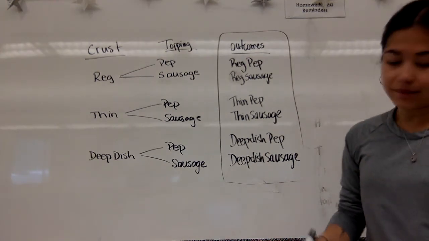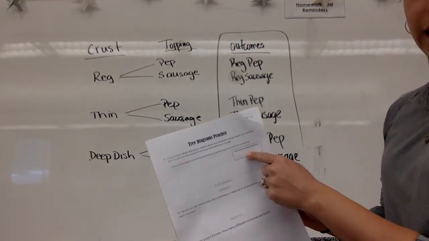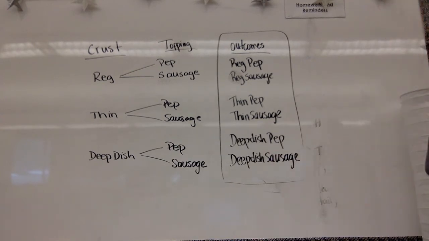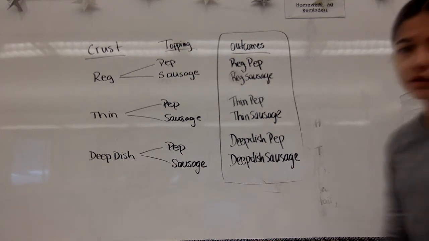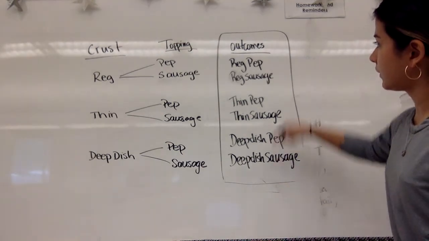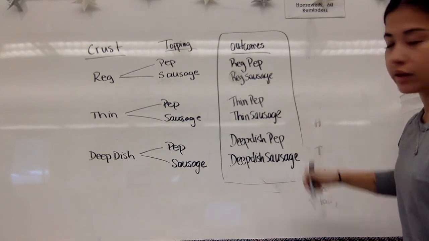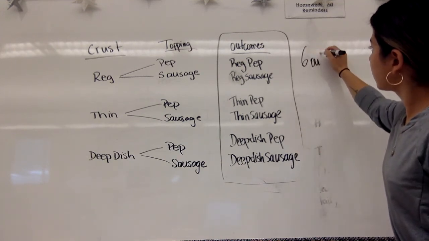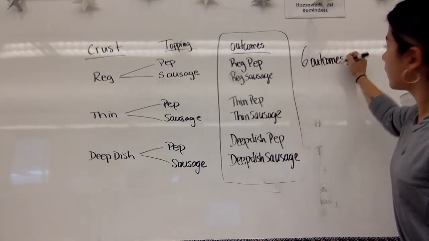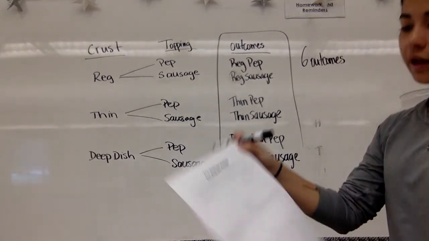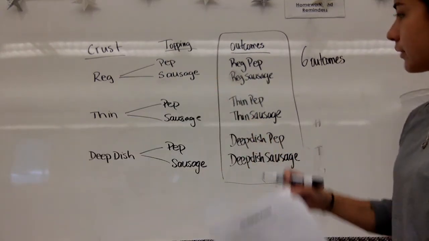And then the last step, here it says, how many outcomes are there? So when we look at our outcomes list, how many are there? We just need to count up how many outcomes there are. 1 outcome, 2, 3, 4, 5, 6. So there are six outcomes. So that's what you write in that little square. Okay?